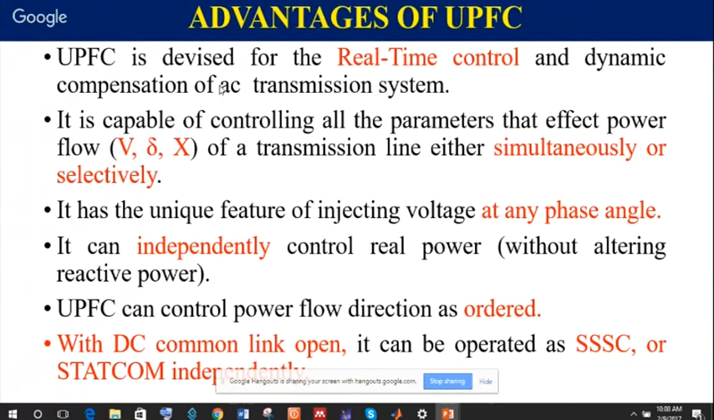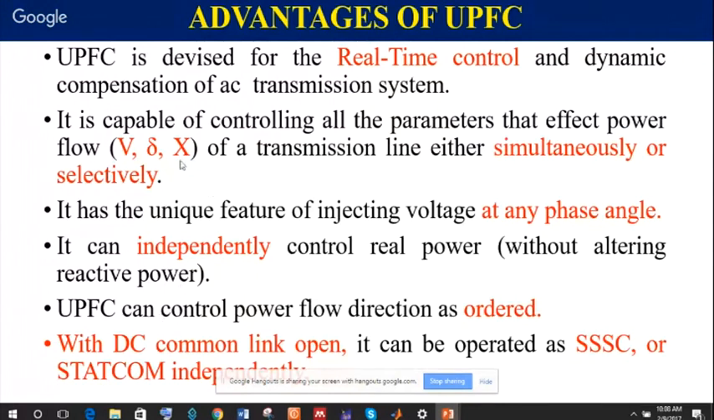So we will just see the advantages. UPFC is devised for real-time control and dynamic compensation of AC transmission systems. Also, it is capable of controlling all the parameters that affect the power flow. The parameters which affect the power flow are the voltage, angle, and impedance of the transmission line, either simultaneously or selectively. That means you can either control voltage and angle simultaneously, or if you want to control only angle, you can control that. Or if you want to control all three parameters, that also can be done simultaneously.